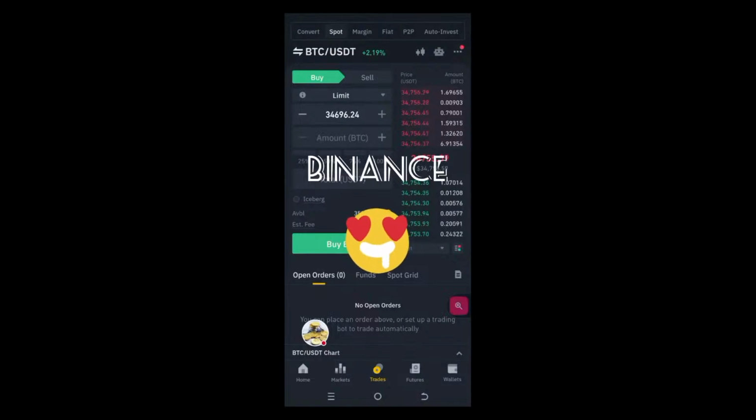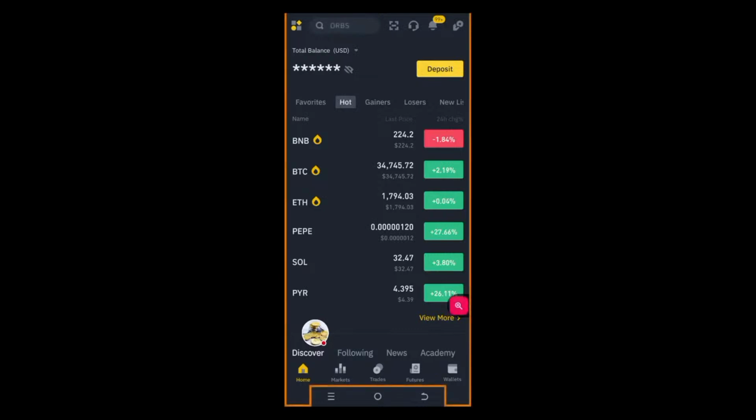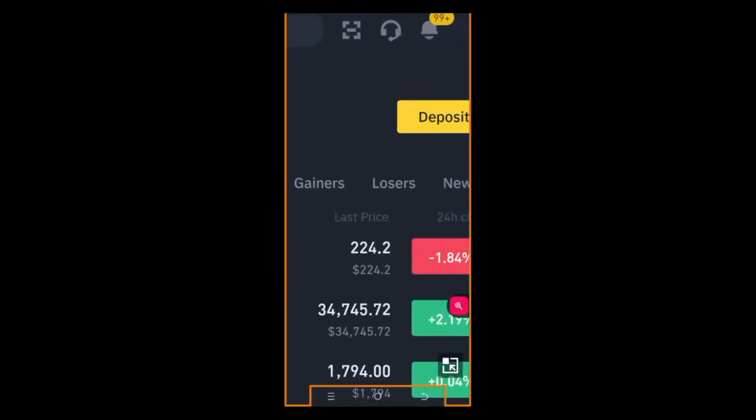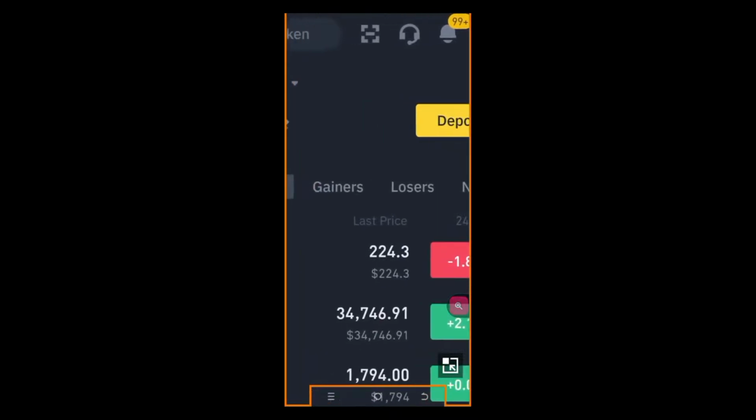Okay, let's go ahead. For our spot trading, I love to use gainers, right? And you can use any of these. Let me just enlarge this. You can use gainers, you can use losers, you can use new listings. But my all-time best is gainers.